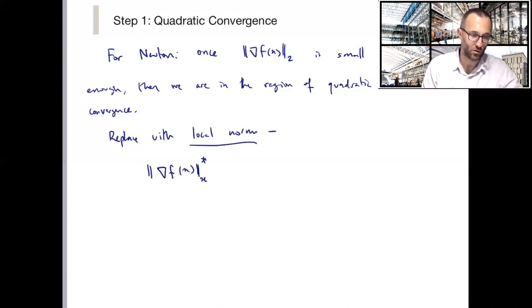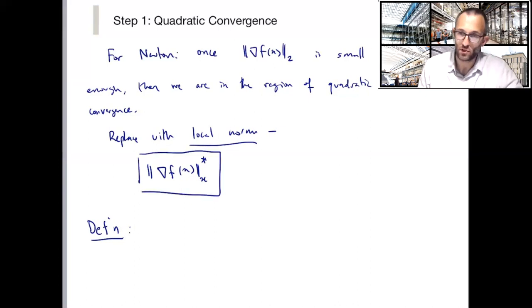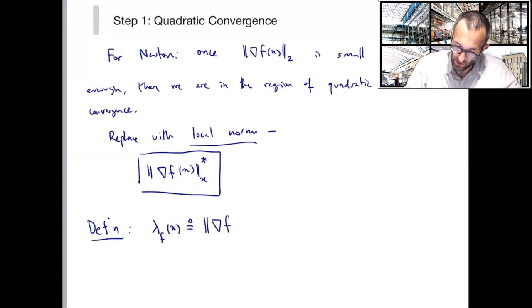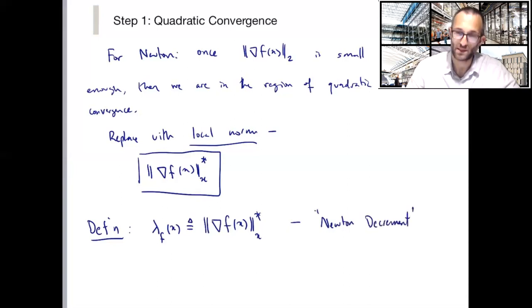the local norm. And the key definition, this is so important that we're going to give it its own notation. Lambda subscript f at x, I'm going to define it to be exactly what's written there. So this dual local norm is sometimes called the Newton decrement. You may see that word in the literature.